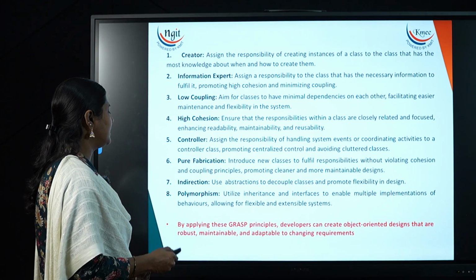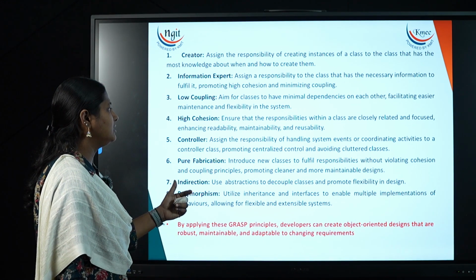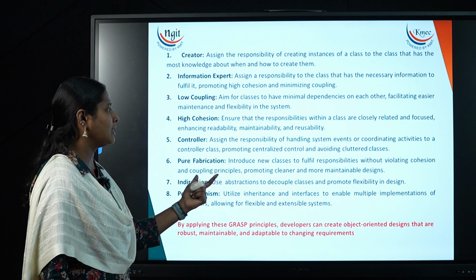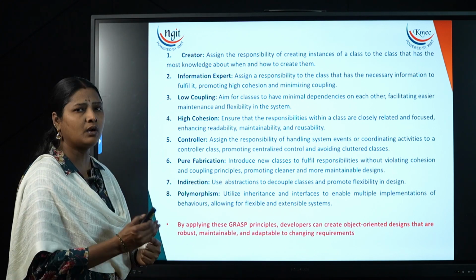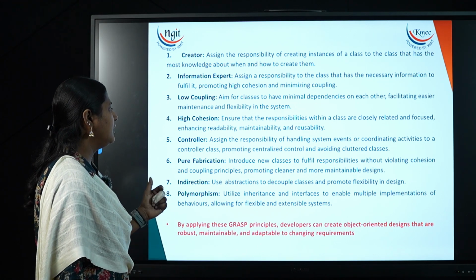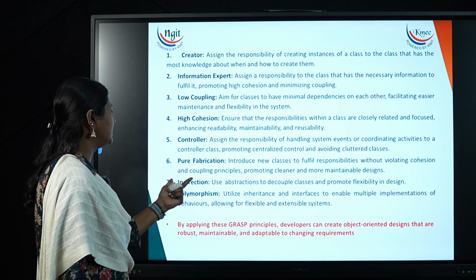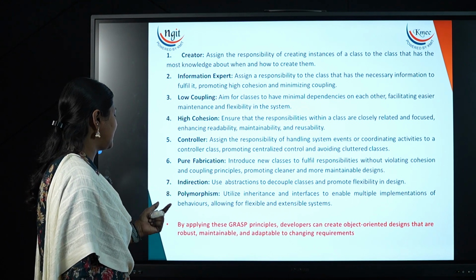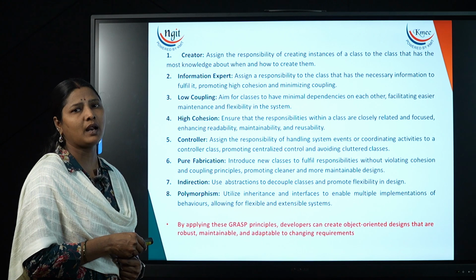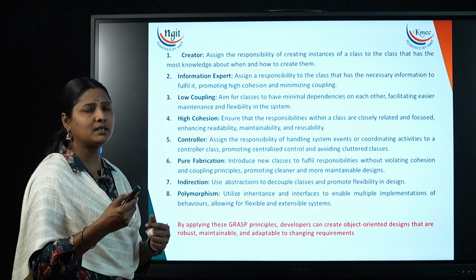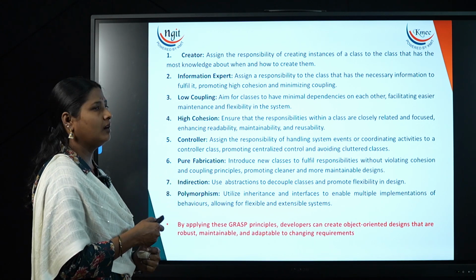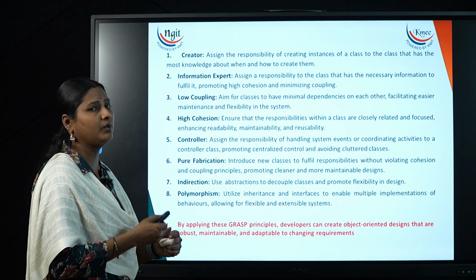The next one is the controller, which assigns responsibility for handling system events or coordinating activities to a controller class, promoting centralized control and avoiding cluttered classes. So this is also used to control the overall classes. And the next one is pure fabrication, which introduces a new class to fulfill responsibilities without violating the cohesion and coupling principles, promoting clearer and more maintainable designs. So whenever a new class is introduced to the existing ones, it should not raise any problems in cohesion, coupling or maintainability.